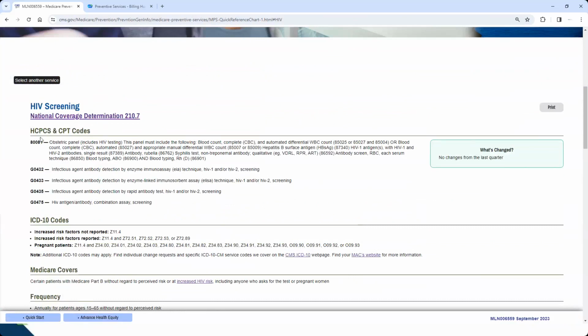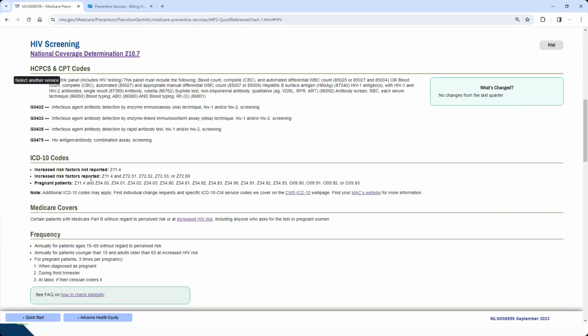It goes through the covered codes, and here's where I was talking about if you are providing the obstetric panel, it gives you a list of what it must include. So it lists all the other tests out there that must be included in that panel. If you go down here, it will give you the ICD-10 codes that are required. This doesn't go into as much detail as the manual. The manual does have it broken down into the pregnancies or the risk behaviors and the trimesters.